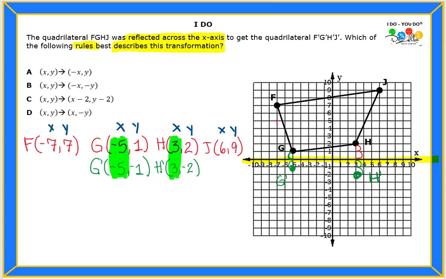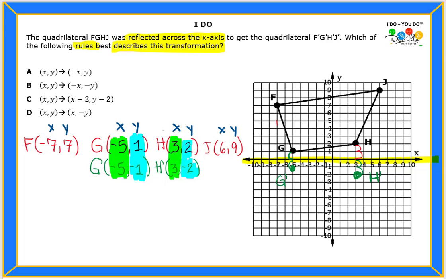It was a -5, it stays as a -5 on G. On H, it was a +3, it stays as a +3. So we can see that the X is not changing. What about the Y? What do you notice about the Y? It was a +1, and I see a -1. It was a +2, and now it's a -2. So what happens? The Y changes to the opposite.